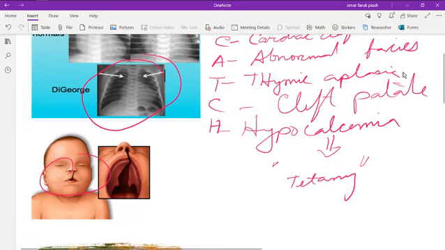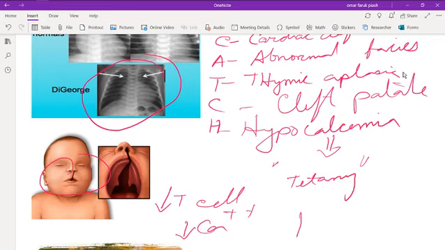In thymic aplasia, there is decreased T cell, there is decreased calcium, and there is decreased parathyroid. And chest X-ray shows absent thymic shadow. Can you tell me the other two causes of absent thymic shadow? One is Bruton's agammaglobulinemia, and another one is SCID.